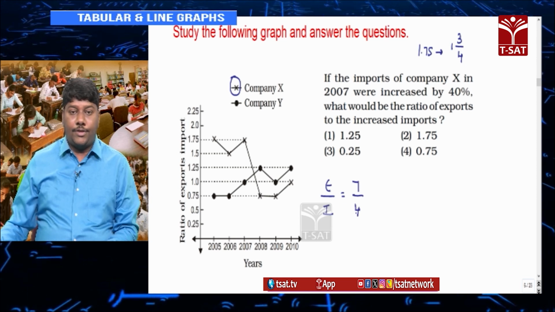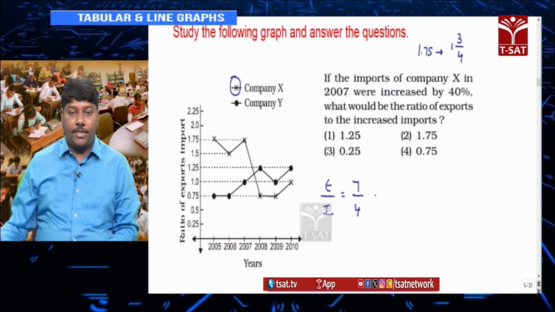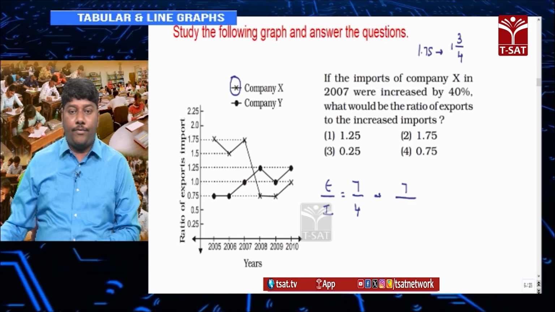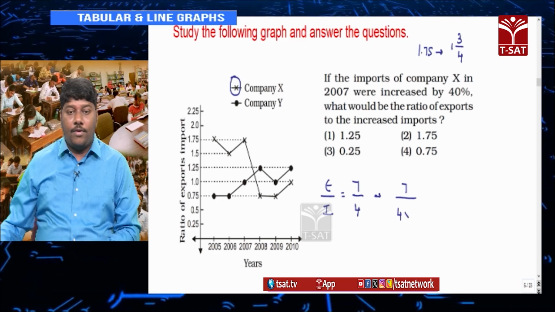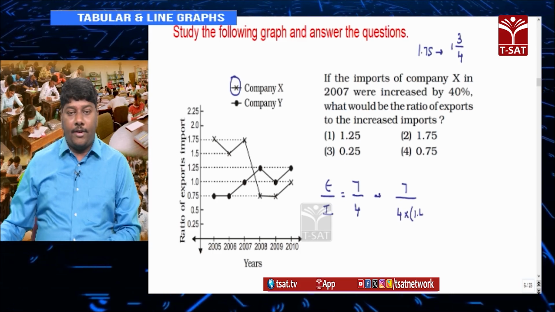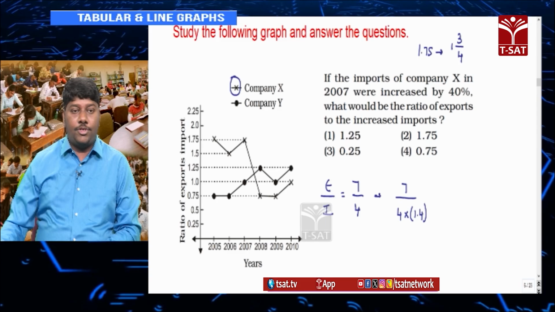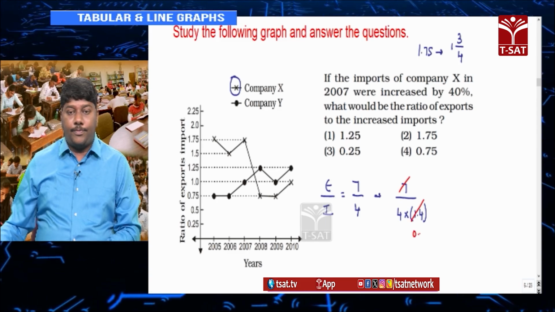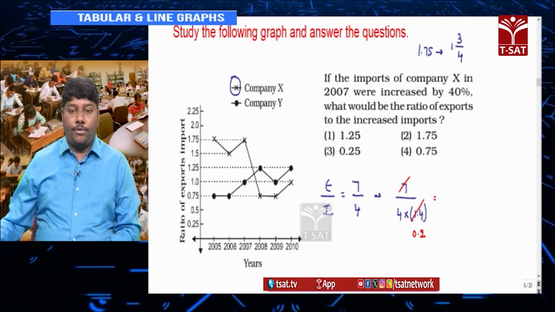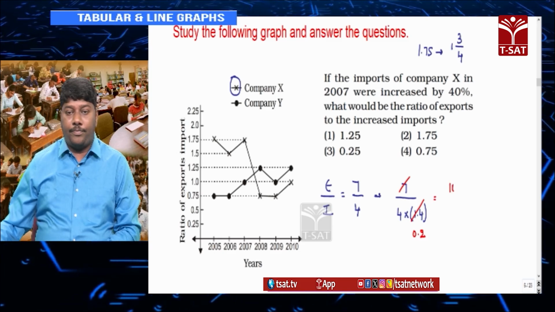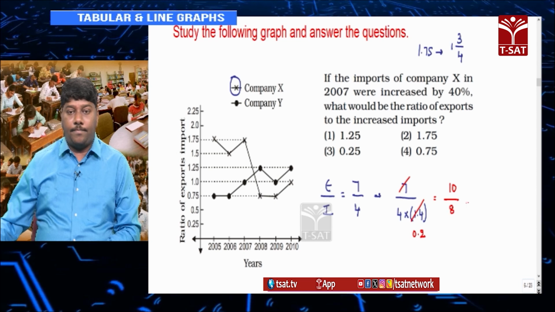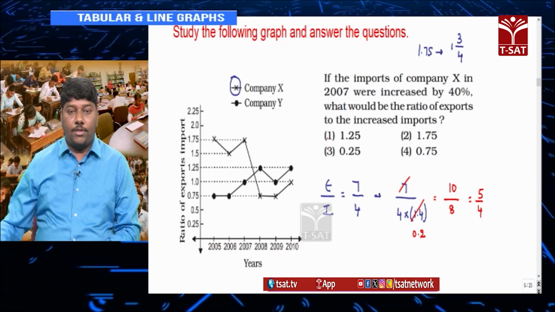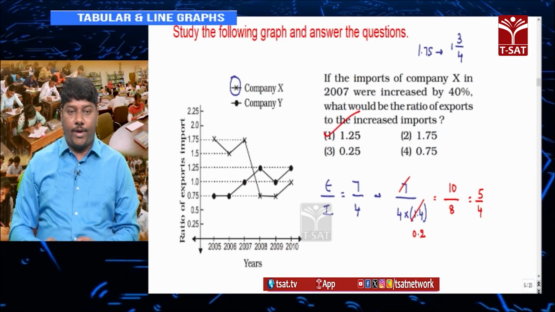So it is 7 parts to 4 parts, but imports is increased by how much? The exports is 7 only, but imports increased by 40%, so you just multiply it by 1.4. Why am I multiplying it with 1.4? Because it is increased by 40%. 4 times 1.4 is 5.6, so the ratio is 7 by 5.6, which is 10 by 8, which is 5 by 4, which is in turn 1.25. So the new ratio becomes 1.25.